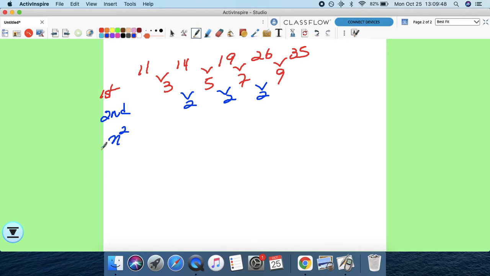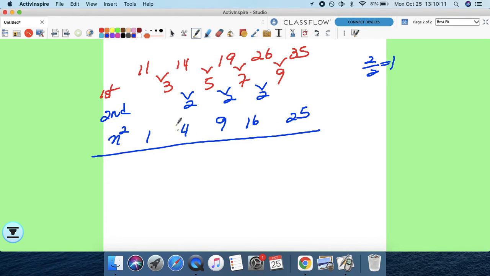Now, what do we do? The coefficient: 2 divided by 2, we get 1. Do we need to write that 1 over here? No, so we're going to leave it at that. So what does an n squared sequence look like? The first term would be 1. The second term would be 2 times 2, which is 4. The third term would be 3 times 3, which is 9, and 16, and 25. What we do now, we subtract this sequence from our original.